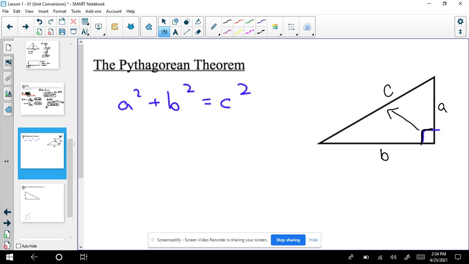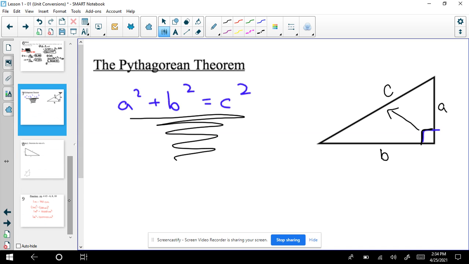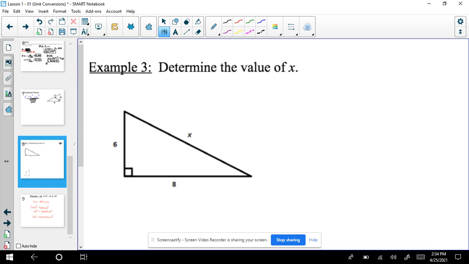Okay? So I can now find the length of any third side. We might have to reorganize this if we're missing A. We would have to reorganize it, but this is always going to tell us that we can find a third side if we're given two of them. Okay? So let's go down to an example. I'm just going to go over two examples here. So determine the value of x.